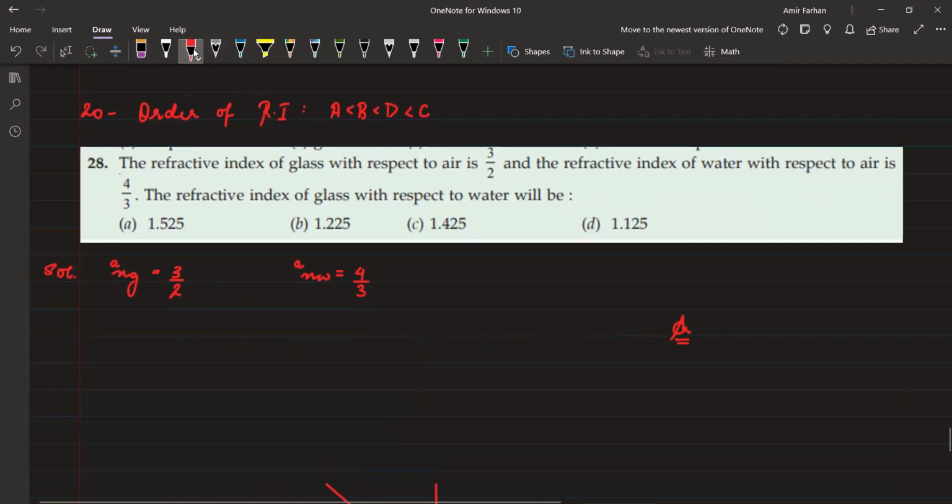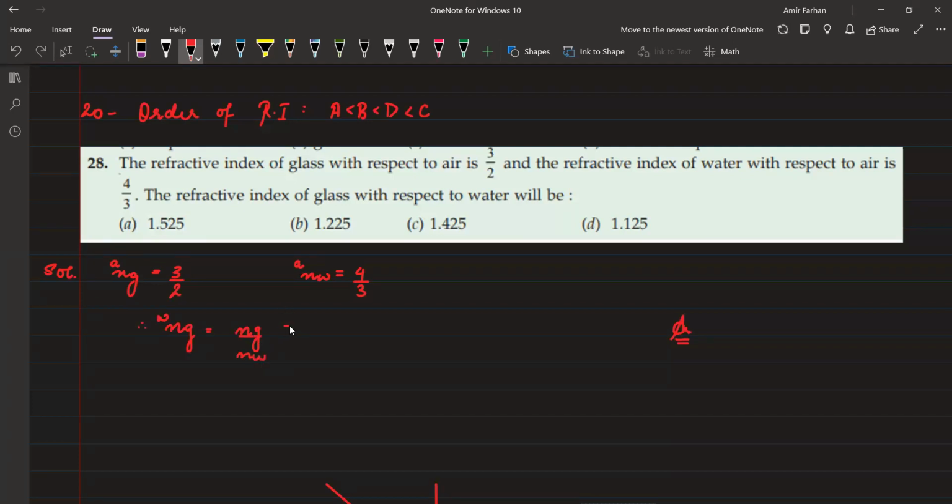The question is saying that the refractive index of glass with respect to air is 3/2. It is the absolute refractive index of glass because air is involved, Junaid. So it is absolute because air is involved. The refractive index of glass with respect to air is 3/2, and the refractive index of water with respect to air is 4/3. The question asks for the refractive index of glass with respect to water. It means Ng by Nw.